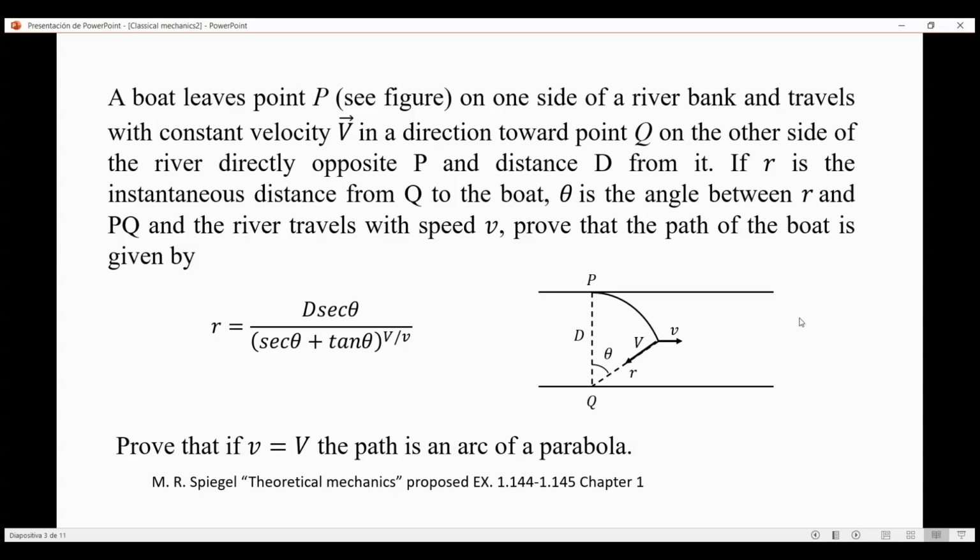Prove that the path of the boat is given by r equals this formula here: secant of theta divided by secant of theta plus tangent of theta, to the power capital V, the rower velocity, divided by the current velocity. Prove that if both velocities are equal in magnitude, the path is an arc of a parabola. You see here this formula is given in polar coordinates. All the situation happens in a plane, and this is given in polar coordinates.